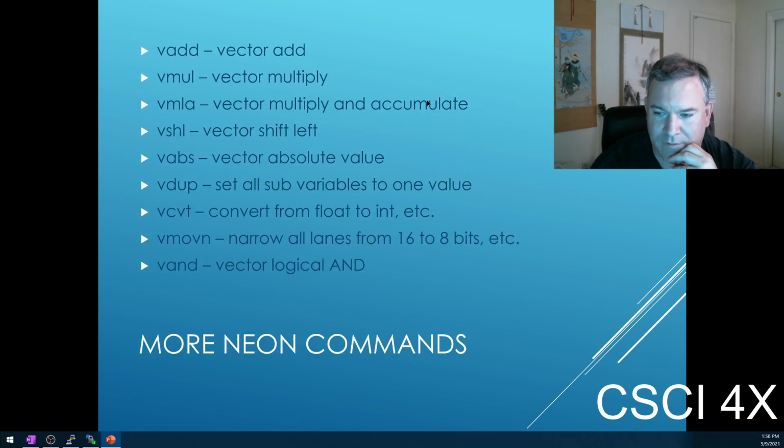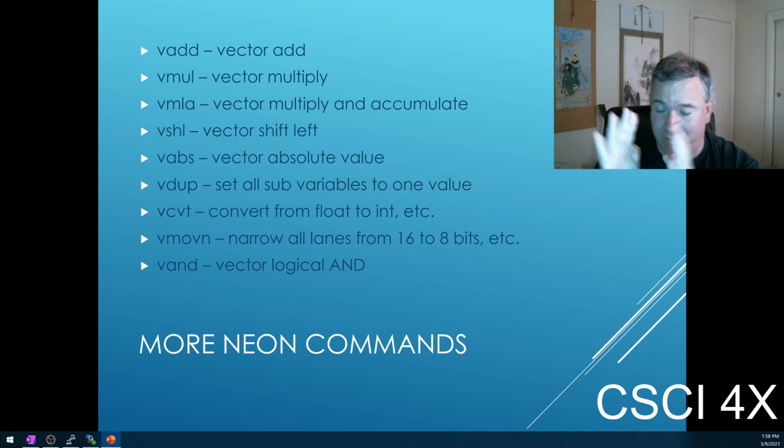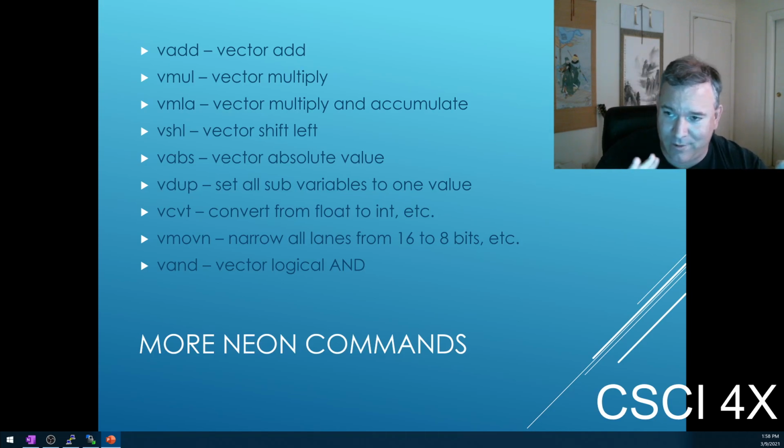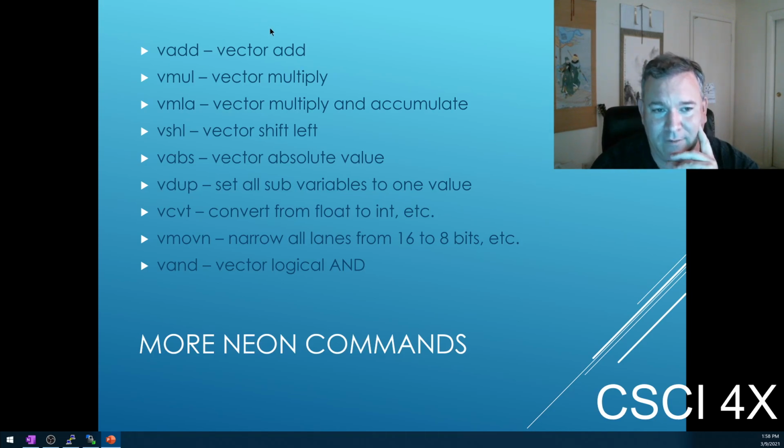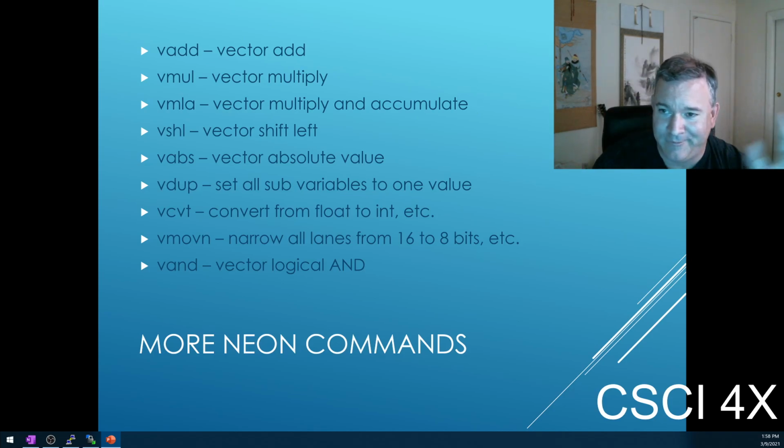So what can you do with Neon? Vector add: you can add 16 chars together all at the same time. Vector multiply: you can multiply 8 chars and 8 chars and store the results in a 16-bit half word, which is pretty cool. Vector multiply and accumulate: do 8 chars times 8 chars plus 8 shorts at a time, which is pretty amazing. You can do that in basically a cycle.